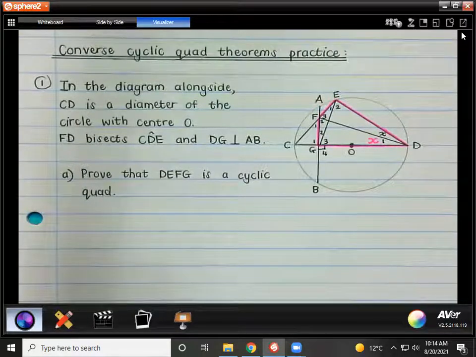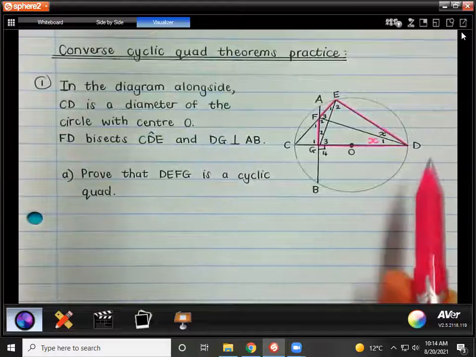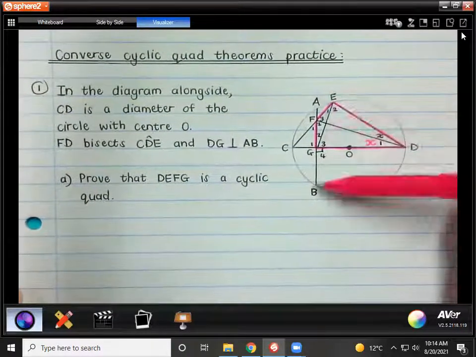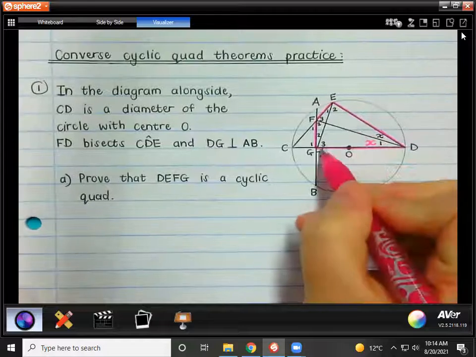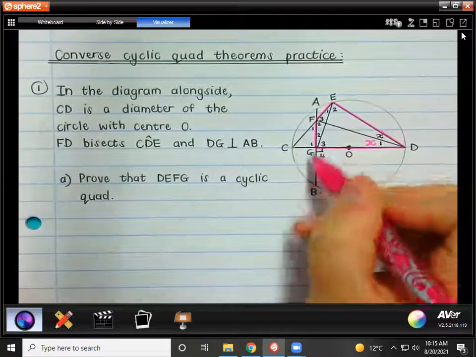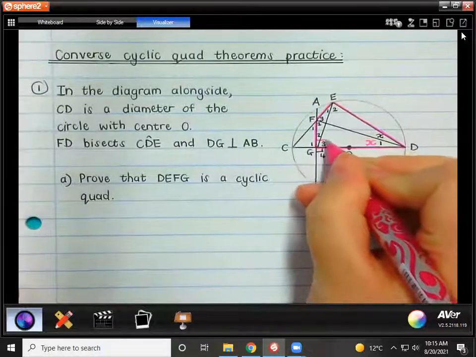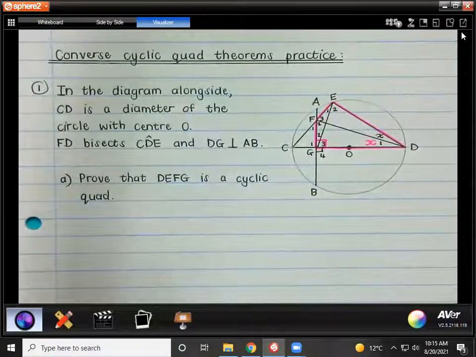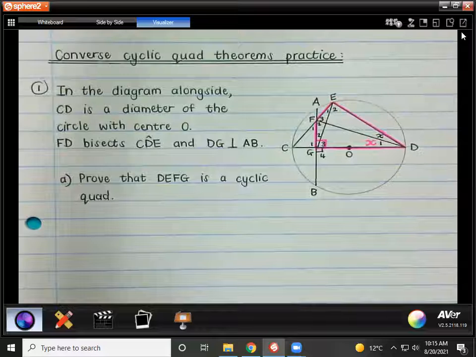And it says that DG is perpendicular to AB. All right, now guys, that means that all 4 of these angles around this point will be equal to 90 degrees. So that gives us something to start with, right? That angle there is 90. And that is one of the interior angles of the cyclic quad. Now, let's find out, maybe prove that angle E is also equal to 90. Because if I have that, then I can say that they add up to 180.